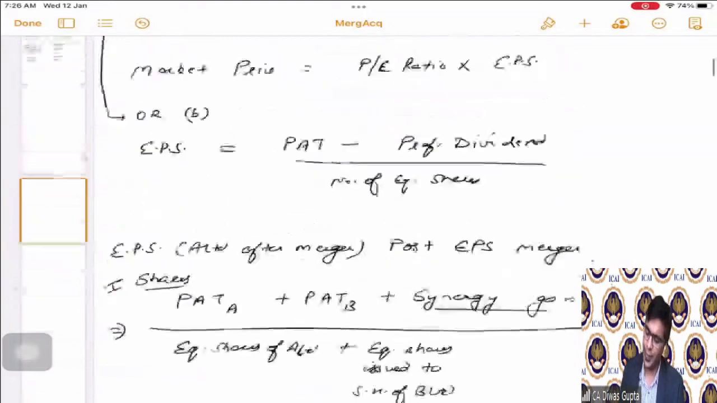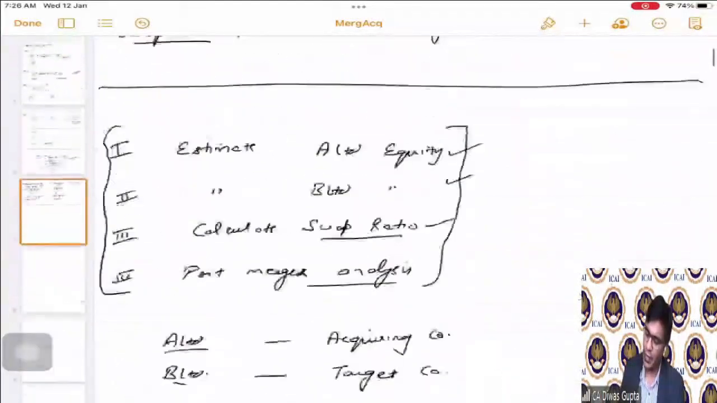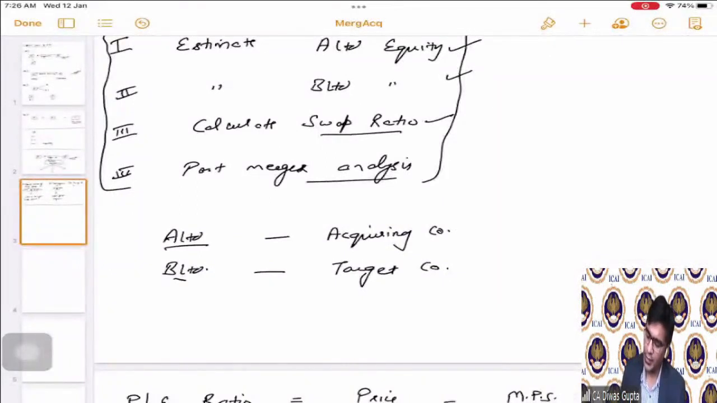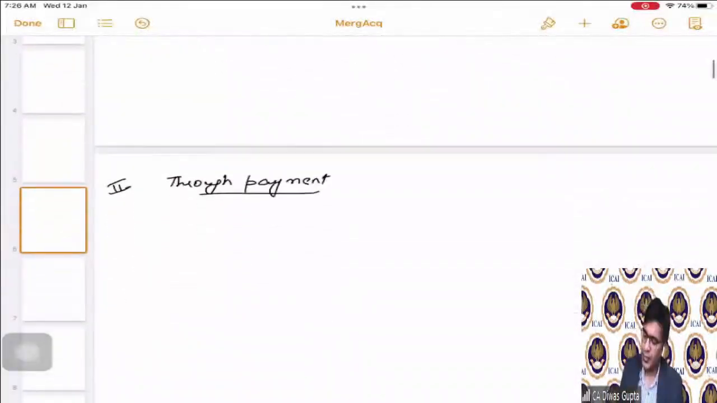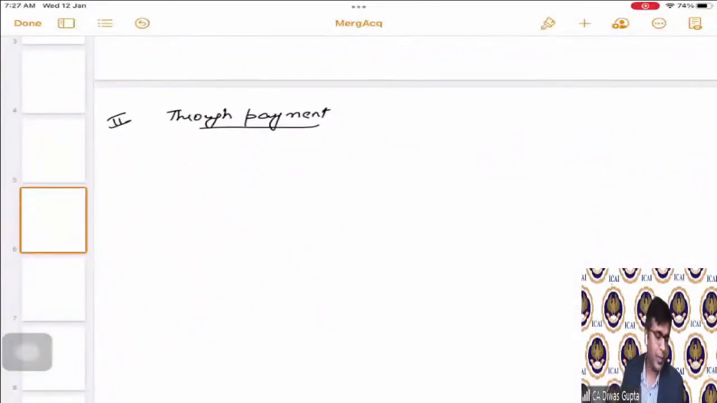Okay. This we call the acquirer company. You can just put it, because this is acquiring. This is acquiring the target company. Okay. So now if we are going through the cash payment, okay.